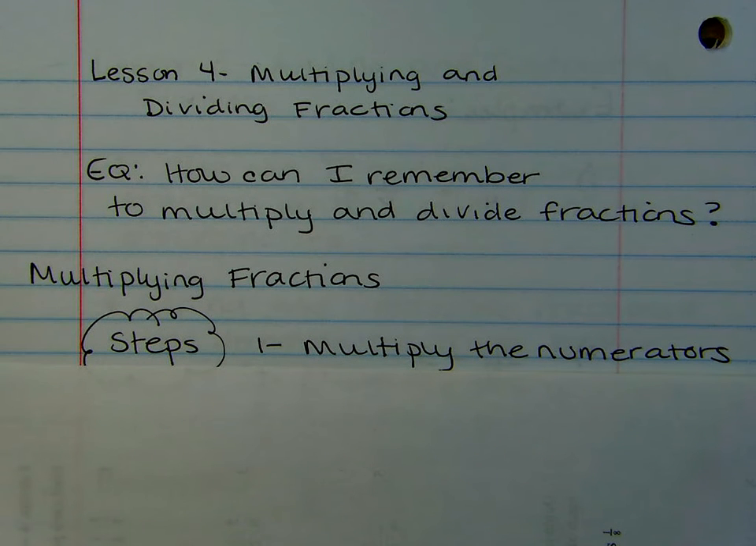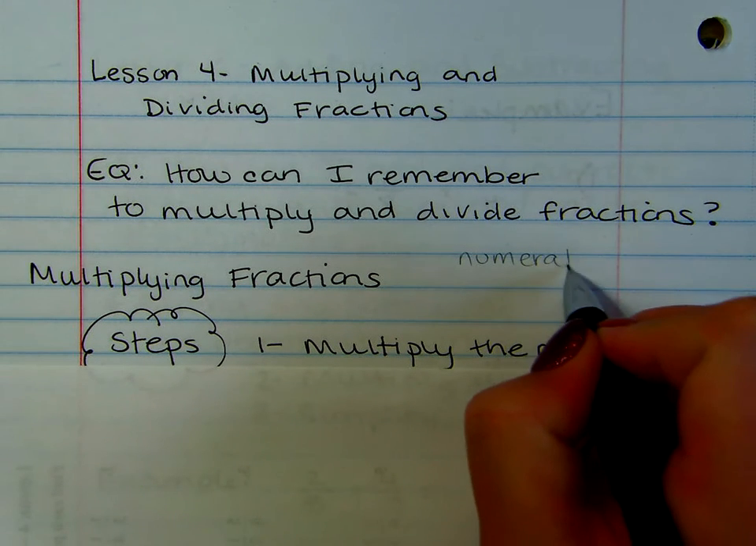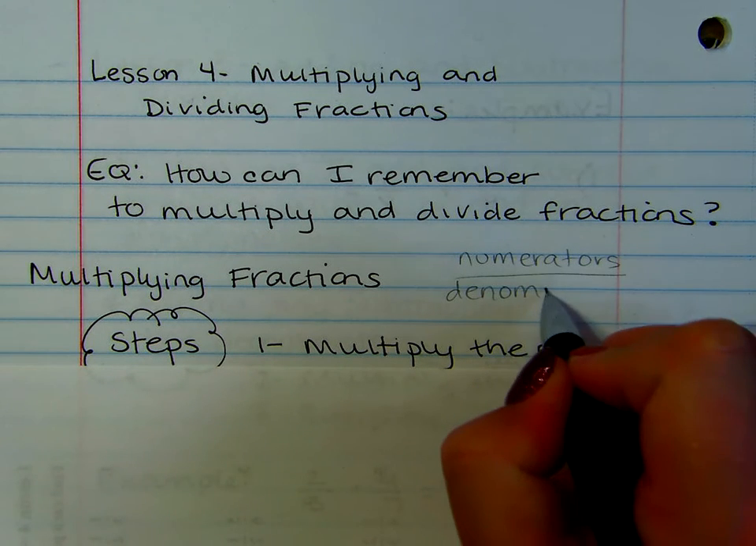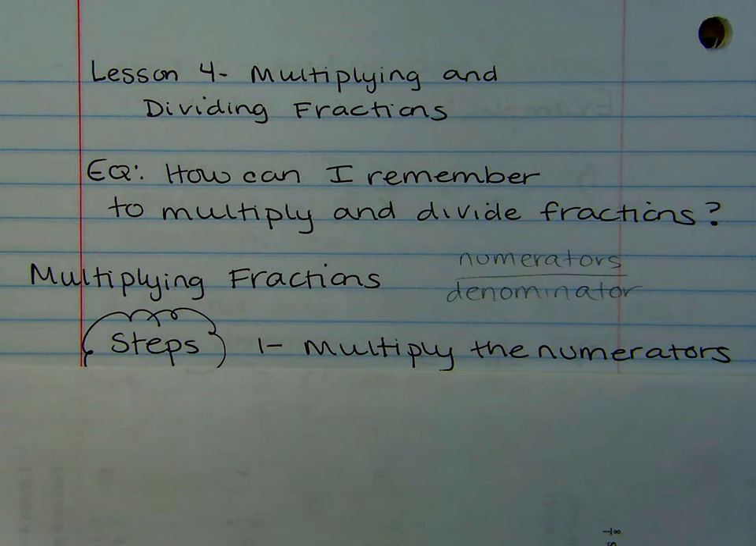Now, once again, our first step is going to be that we are going to multiply our numerators. Now, remember, numerators are the top part of our fraction. They're the numbers that are in the top of it. So I'm going to make a note of that here as well. Okay, so remember, when we've got a fraction, we've got our numerator up top, we have our denominator down below. So when we have fractions, we're just going to go ahead and multiply the numerators.